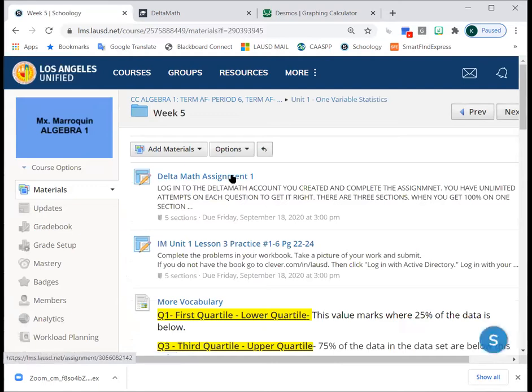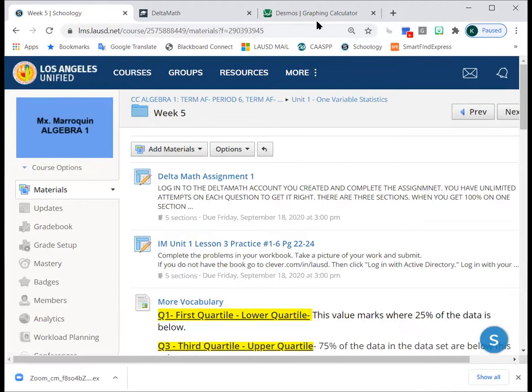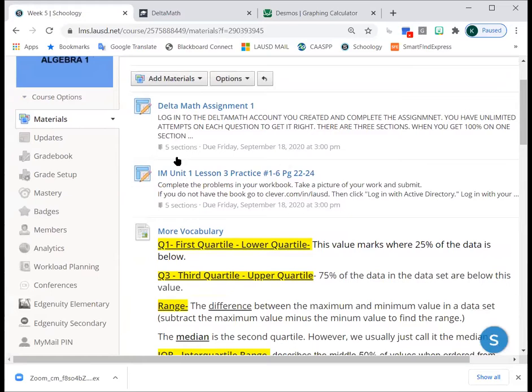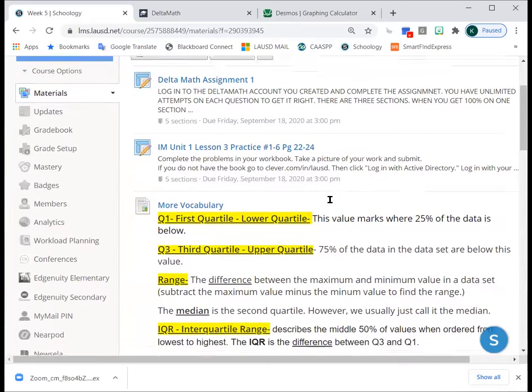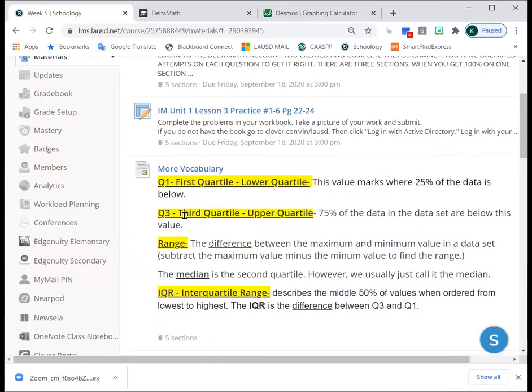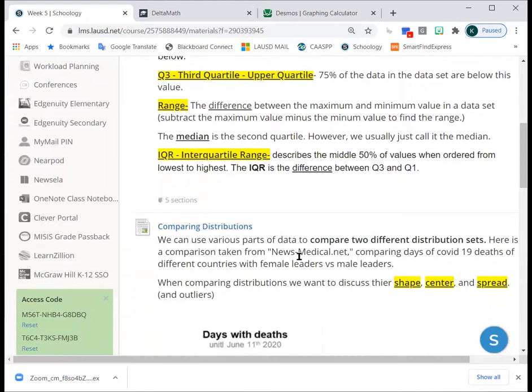In week 5, you had your first real homework assignments, and again, you can use that Desmos calculator in order to do those. Here is a Delta Math assignment 1, and then here's some book work. And again, we see that Q1 and Q3, which you can find using the Desmos calculator, which there are videos on, which I will point out to you in the next week's video.